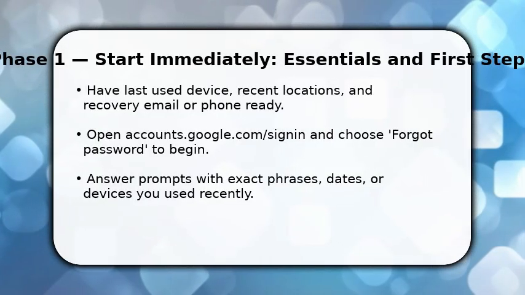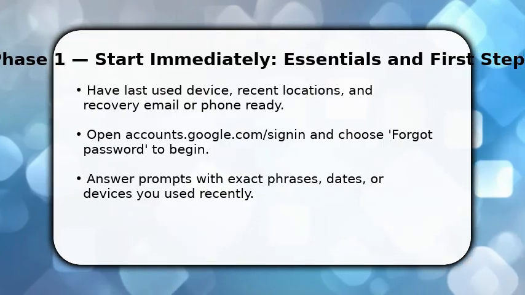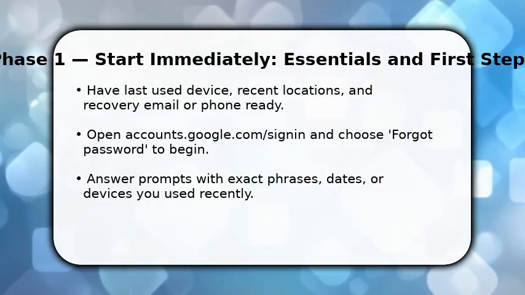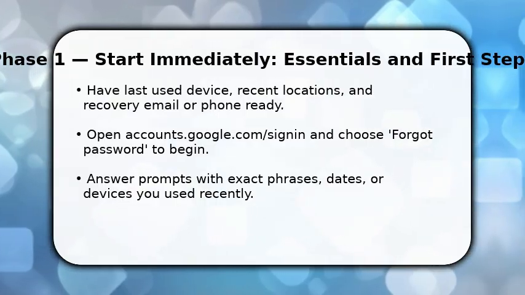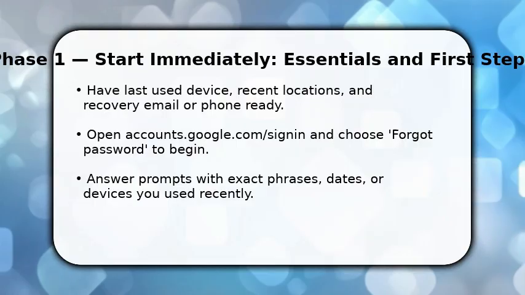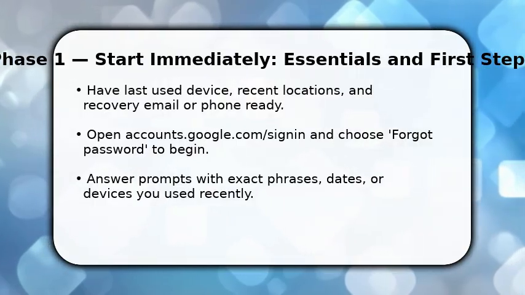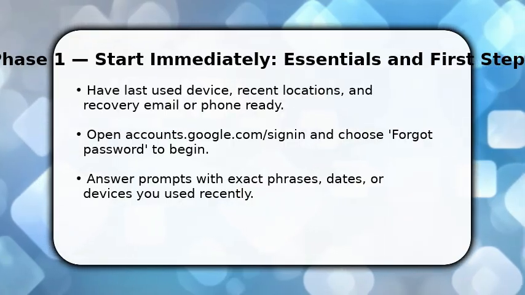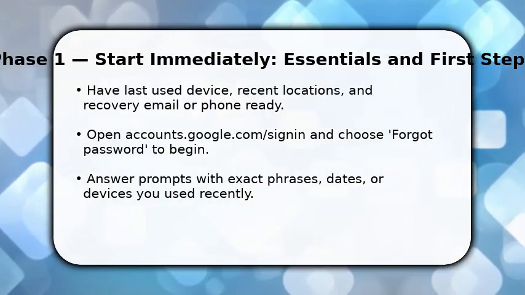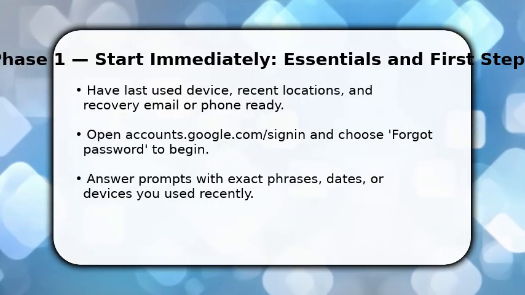You start by opening the Google Sign-in recovery flow and selecting Forgot Password. This immediately triggers verification prompts. Use the device and location you last signed in from because Google favors familiar patterns. Enter the most recent password you remember, even if it's close. Once done, provide the recovery phone number or email when asked.